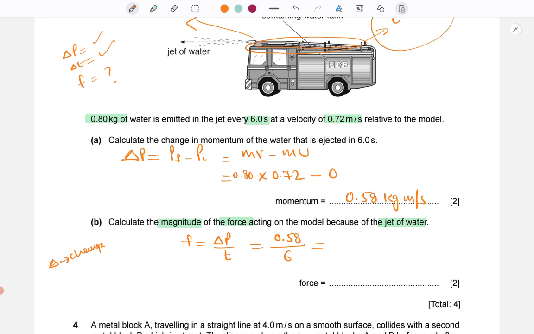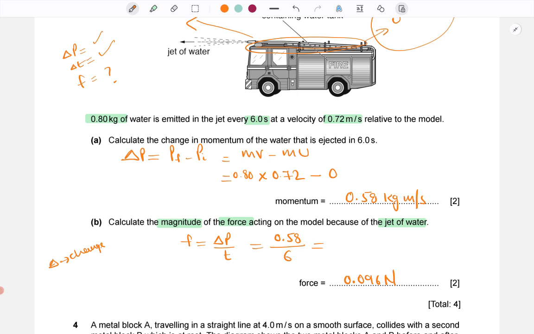0.48 over 6 is 0.096 Newton. Okay, so this is the second part. Make sure that whenever you have two or three parts, after solving the first part, don't forget that there is no relation with the second part.